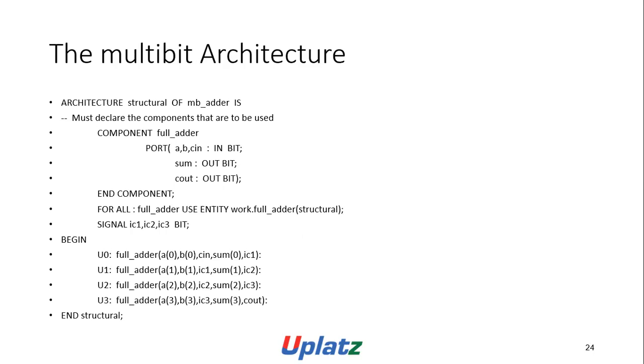Architecture structure of MB adder: we must declare the components that are used. Component full adder port A, B, C in bit, sum output, C out bit, and end component. For all full adder use entity work full adder structural. Signals IC1, IC2, IC3 of bit. Begin. U0 full adder A0, B0, C in, sum of 0, IC1. U1 full adder A1, B1, IC1, sum 1, IC2. U2 full adder A2, B2, IC2, sum 2, IC3. U3 full adder A3, B3, IC3, sum 3, C out. End structural.